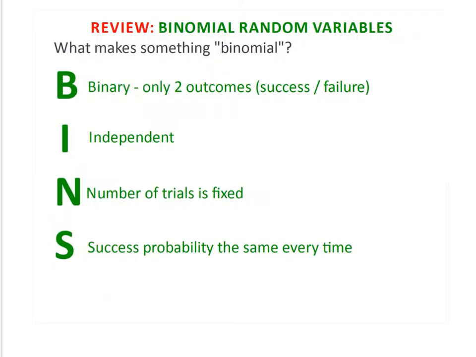Just to review what we talked about in class, the first thing we talked about was what makes something a binomial random variable. And we gave a little acronym. We said BINS, and BINS stands for: it's binary, there's only two outcomes. Each trial is independent. The number of trials is fixed, so it's going to tell me how many trials in the problem. And lastly, the success probability, or p, is the same every trial. And that goes along with it being independent. These two are kind of connected.